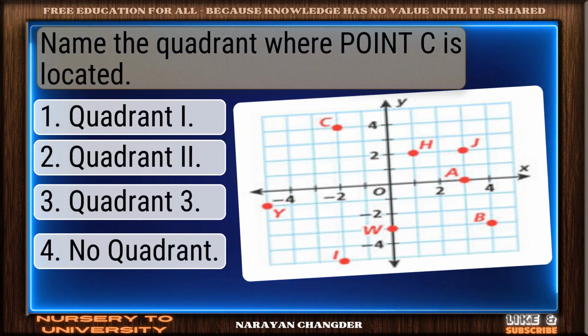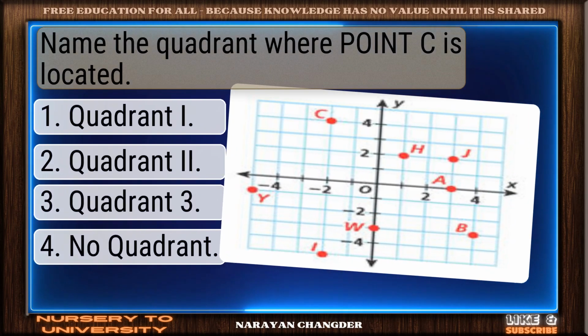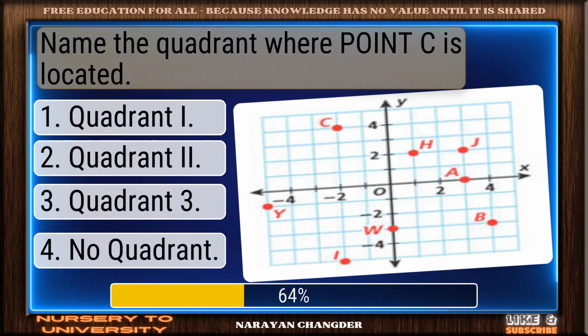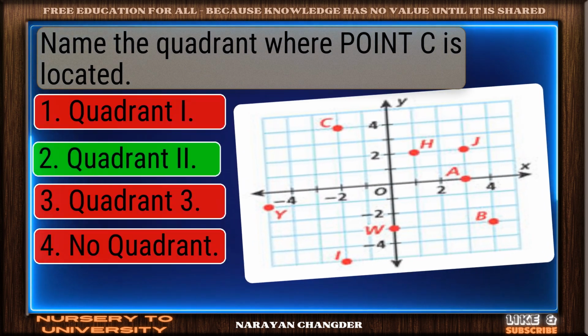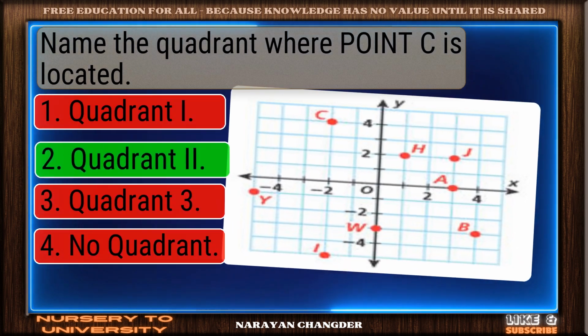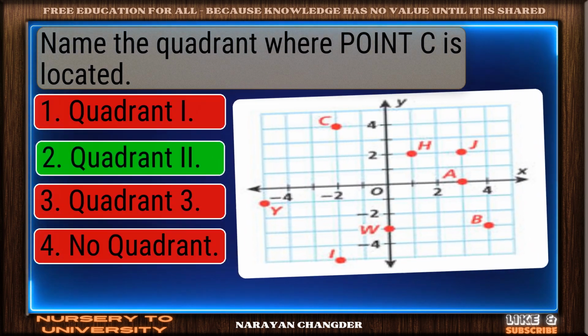Question number 17. Name the quadrant where point C is located. Excellent. Quadrant I is a brilliant choice.